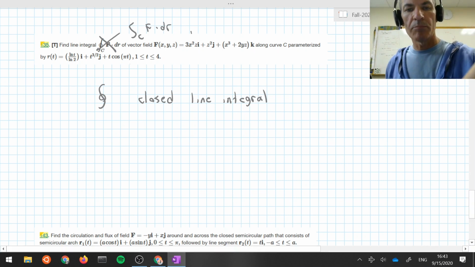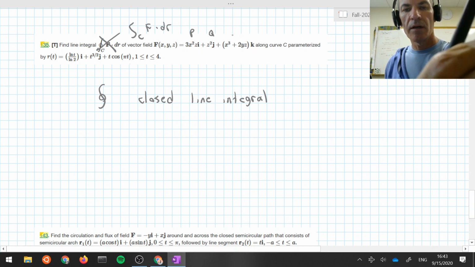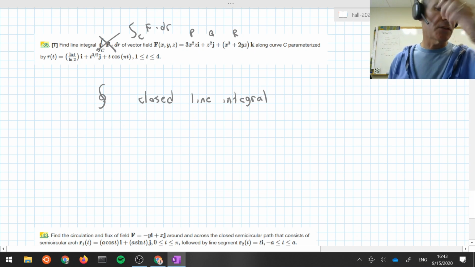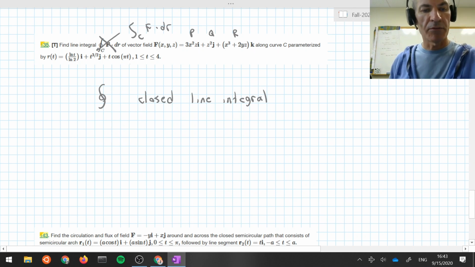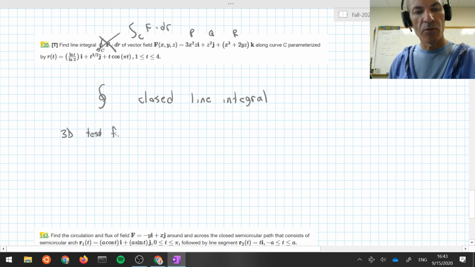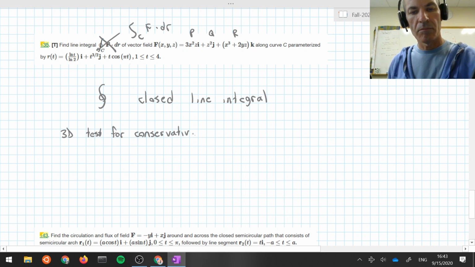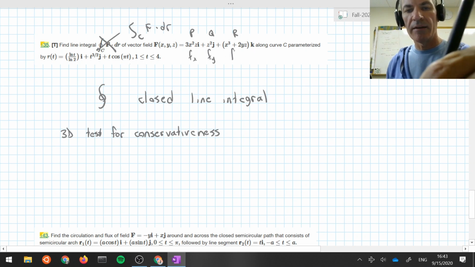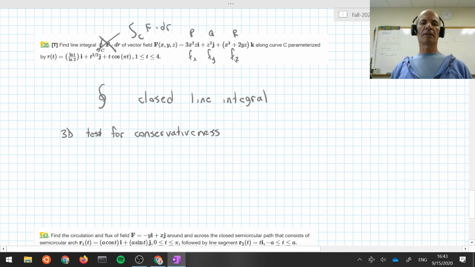This is now P, Q, and R, and we've got the three-part test of conservativeness. So the 3D test for conservativeness. And I always just remember that this is secretly f_x, f_y, f_z, and all we're really doing in this test is equating mixed partials.